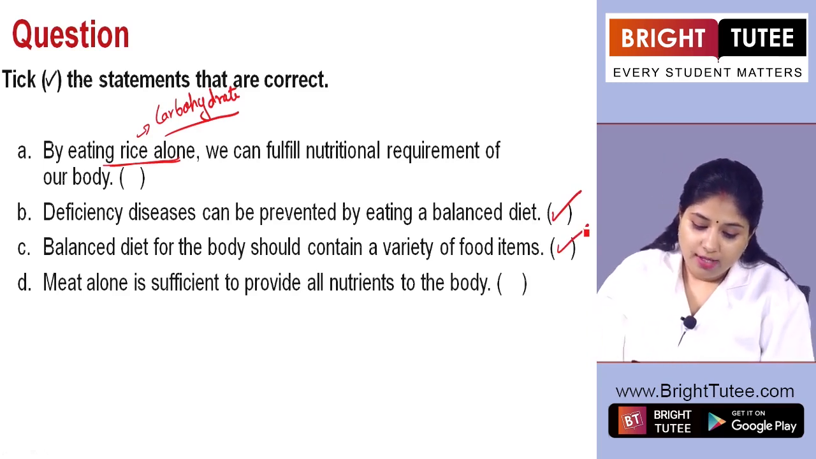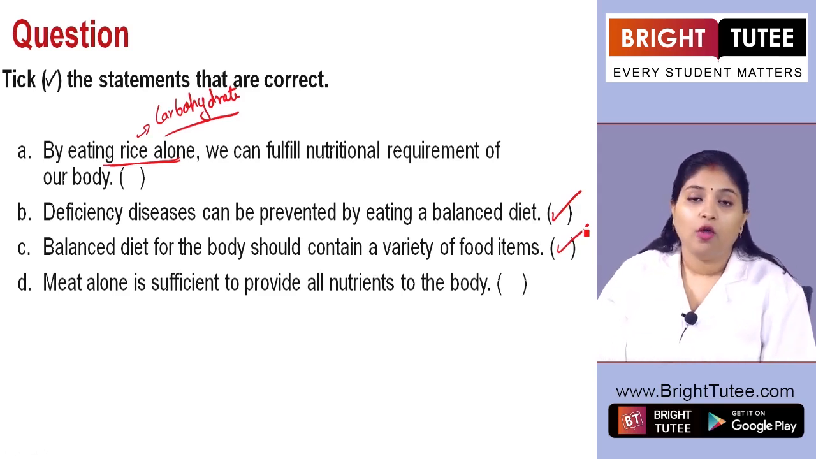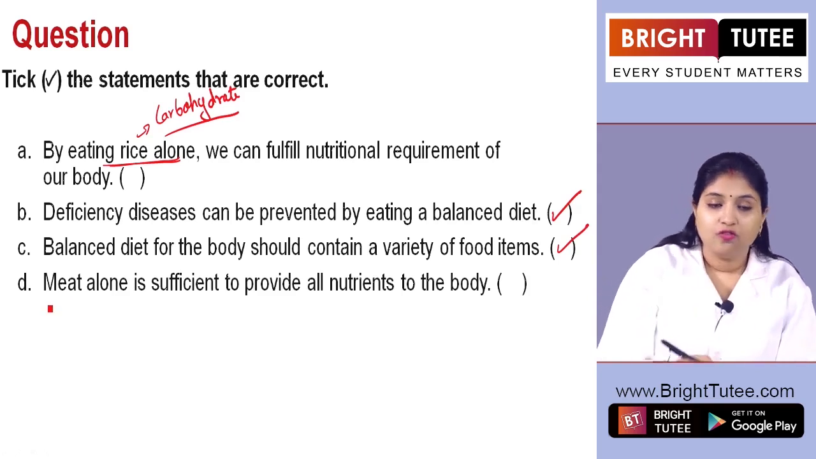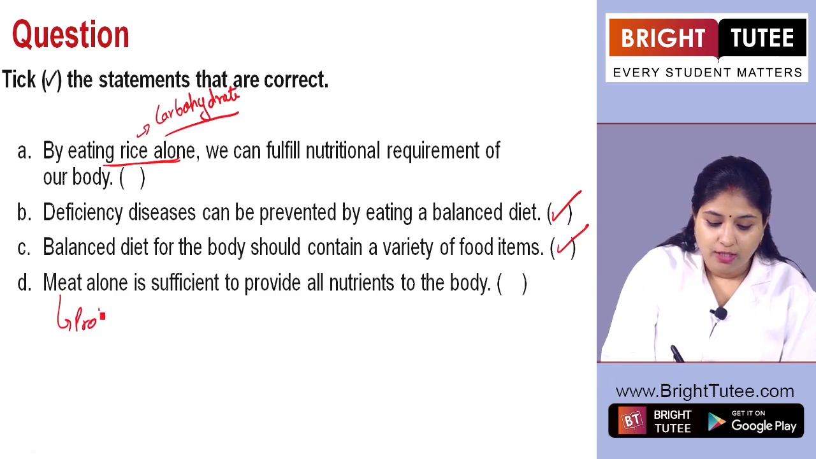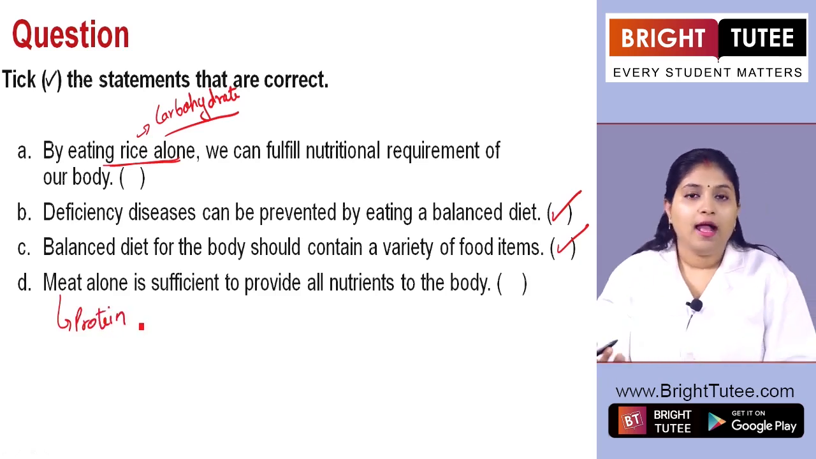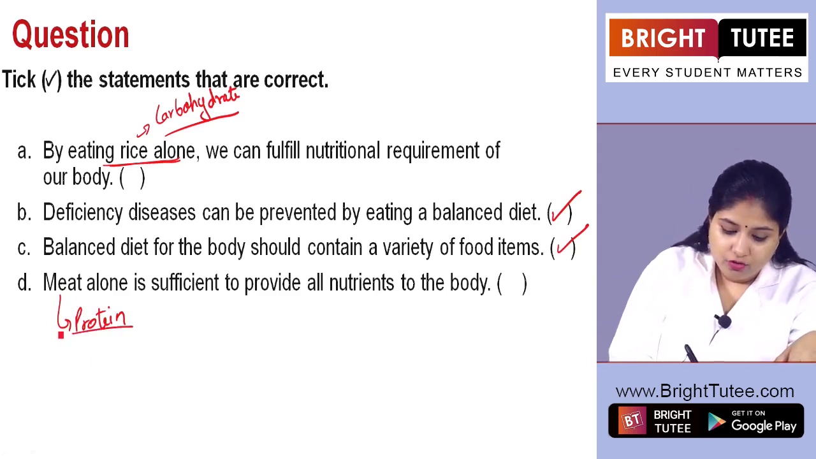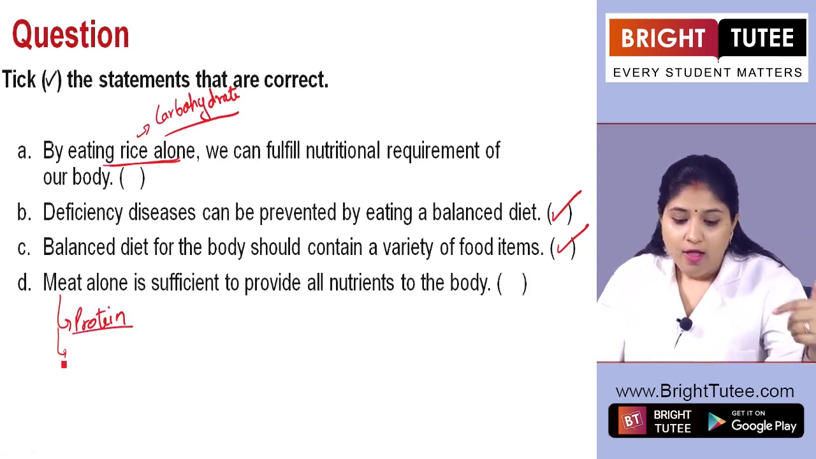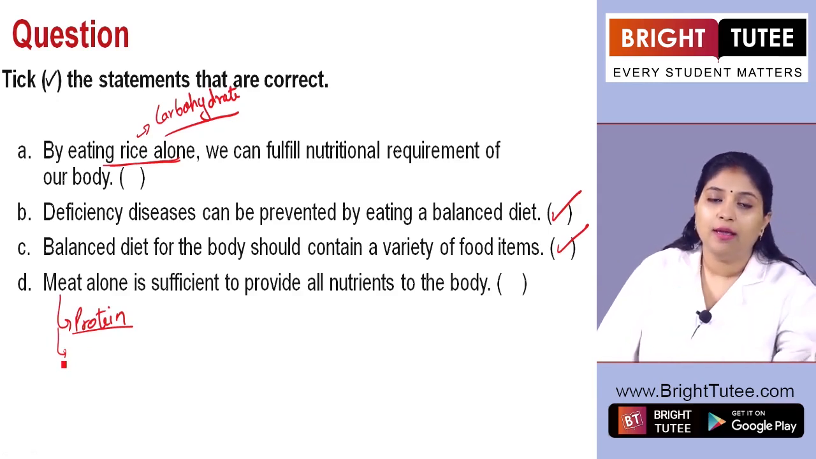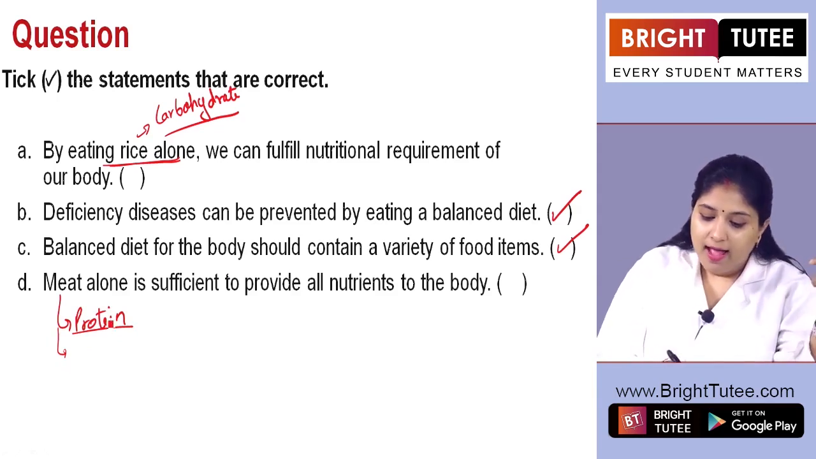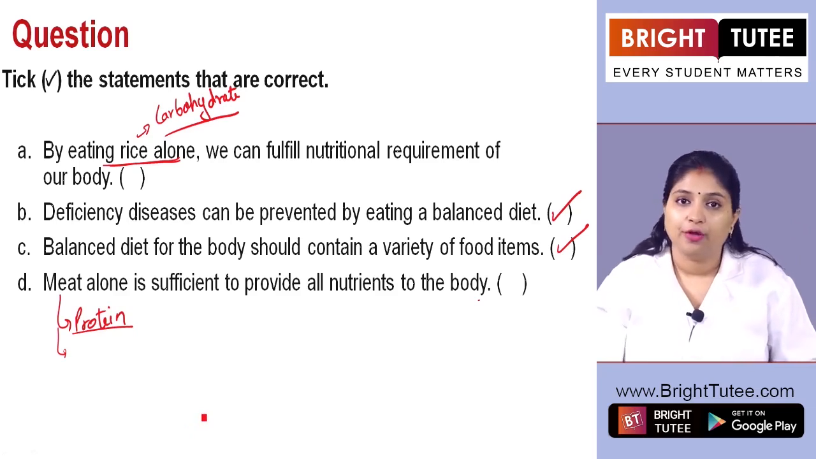Next, meat alone is sufficient to provide all the nutrients in the body. Now this is also not the right answer, because meat does not contain roughage. Apart from that, usually meat is rich in protein, right? The carbohydrate part is quite less in meat, and usually it is rich in protein and different vitamins and minerals. So again, meat is not a complete food. It does not have all the nutrients, and that is why this statement is not right, and we will not put a tick mark in front of it.